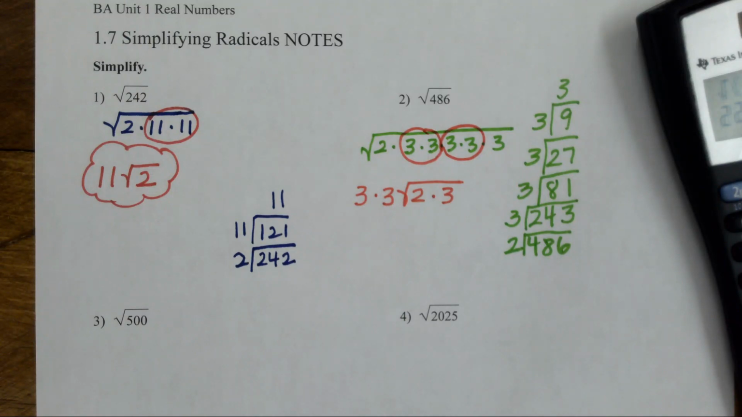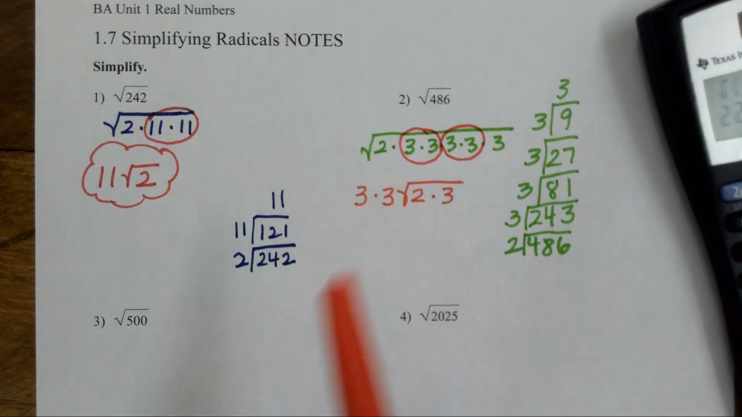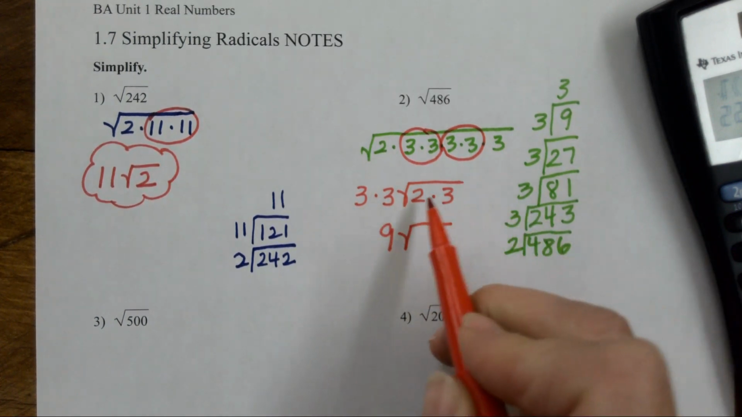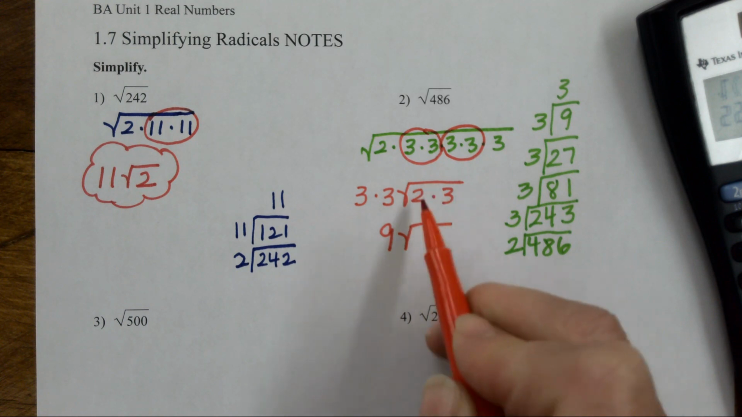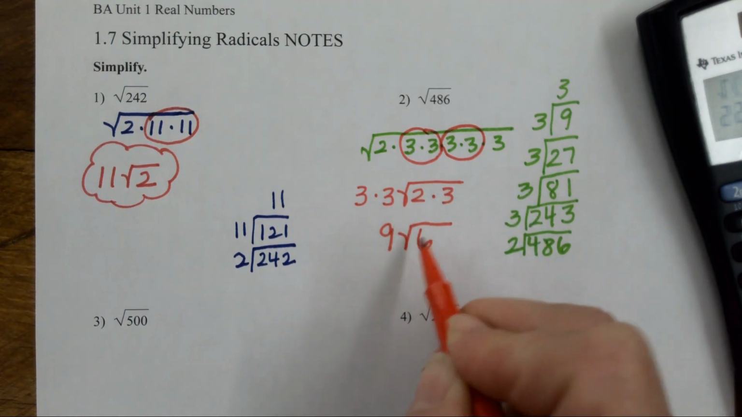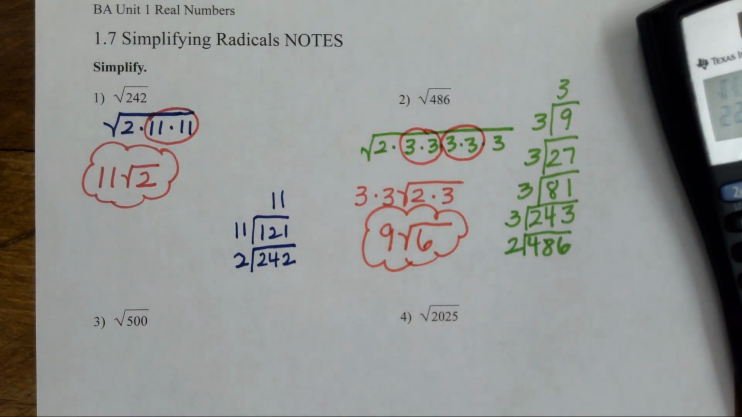Because I was able to take more than one thing out, I'm going to multiply those two things together. What's 3 times 3? 9. Beautiful. Because there's more than one thing left in, I'm going to multiply those things together. What's 2 times 3? 6. That's my final answer. So repeated division, break it down, look for pairs.